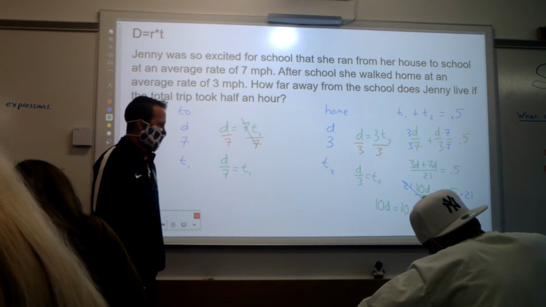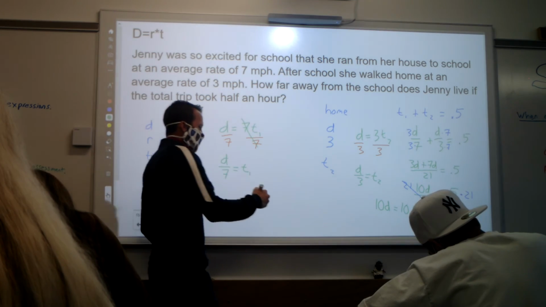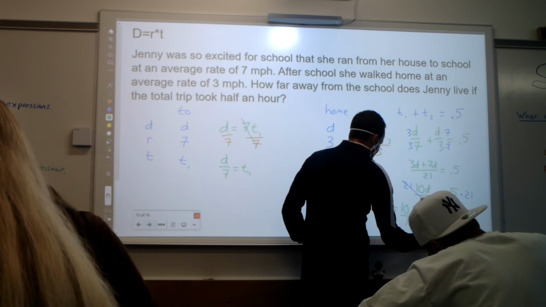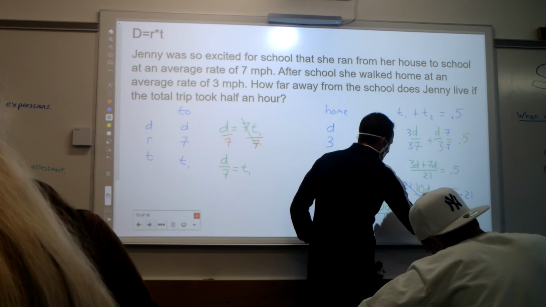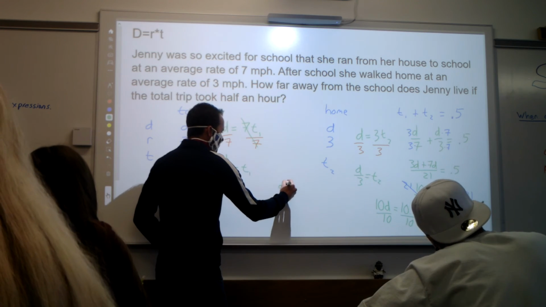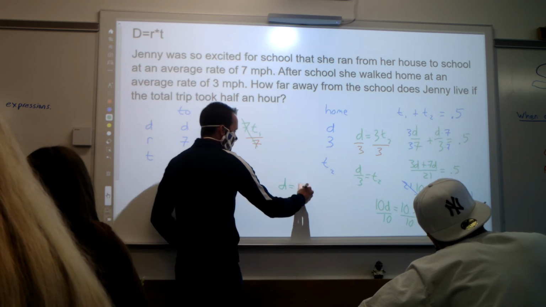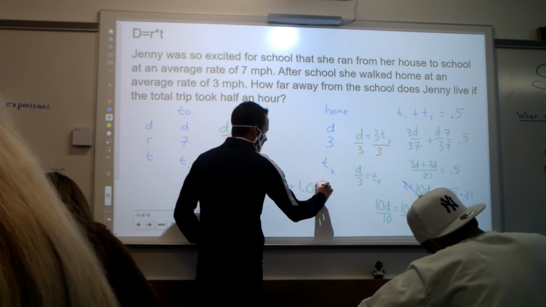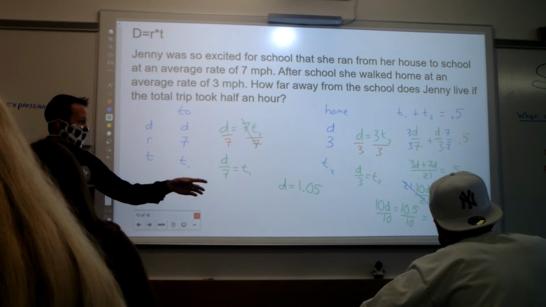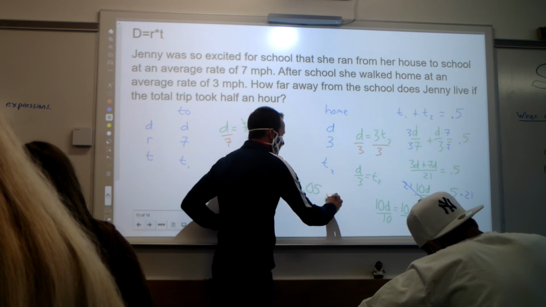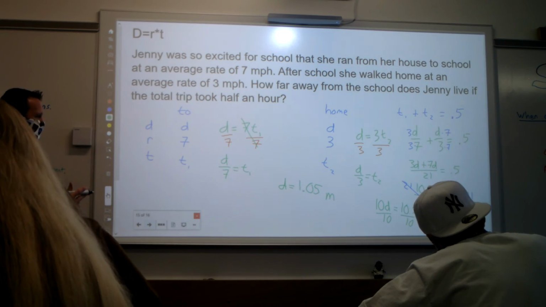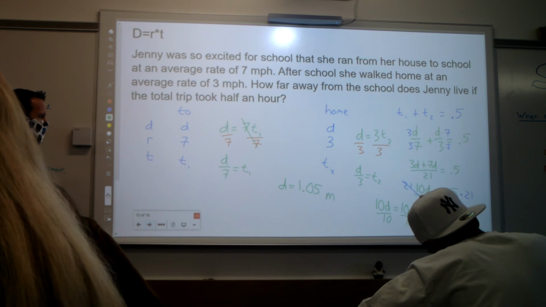So then, I want to solve for d, so what do I do? Divide by 10. Someone with the calculator, I think that's just going to be 1.05, right? 1.05 what? We just solved for d. So what did d stand for? Distance. So the distance of what? Yeah, from her house to the school is 1.05 what? Miles, right? We're just going to leave it in miles. So she lives about a mile away.